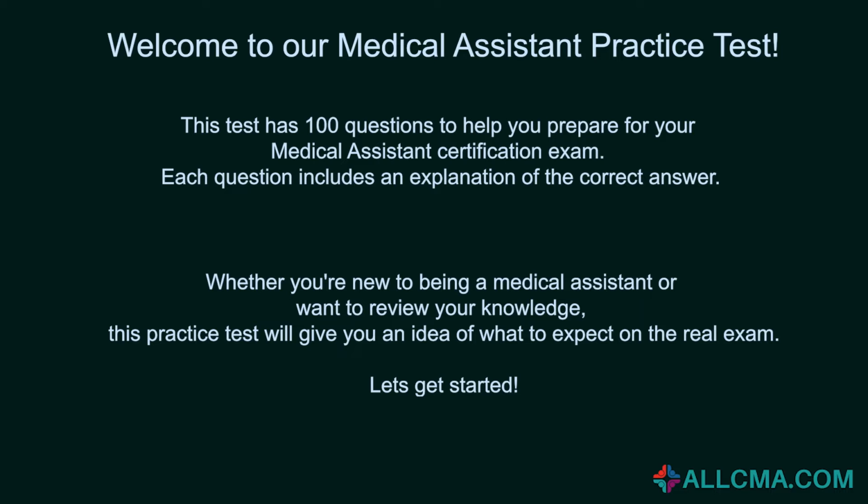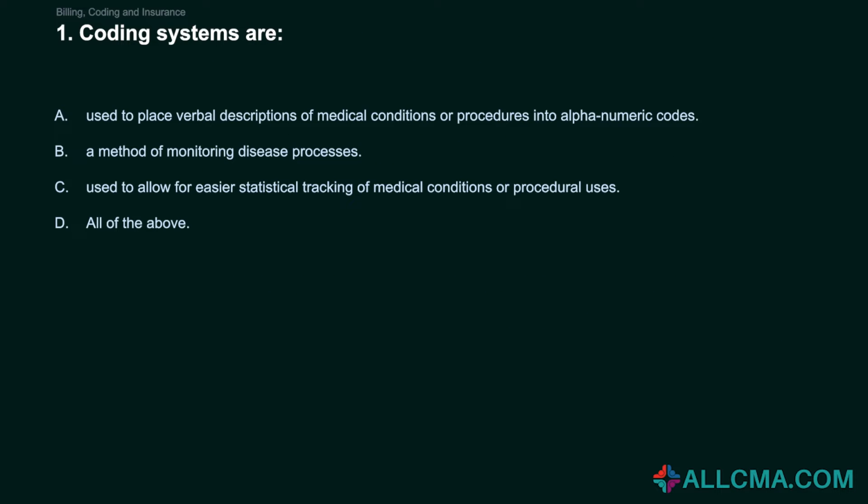Let's get started. 1. Coding systems are A. Used to place verbal descriptions of medical conditions or procedures into alphanumeric codes. B. A method of monitoring disease processes. C. Used to allow for easier statistical tracking of medical conditions or procedural uses. D. All of the above. Correct answer, D. All of the above.